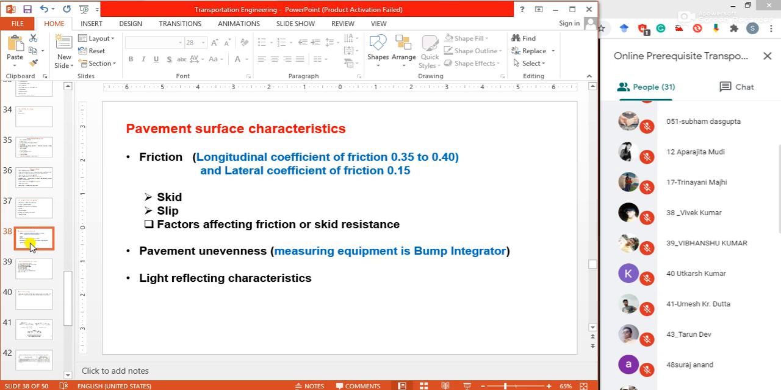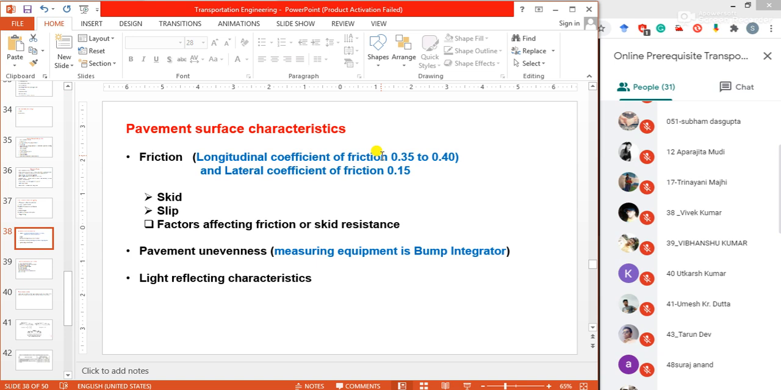So when the speed of the vehicle is low and we apply the full brake, the brake will arrest the rotation of the vehicle's wheels partially. At that time the coefficient of friction, or skid resistance, is maximum.